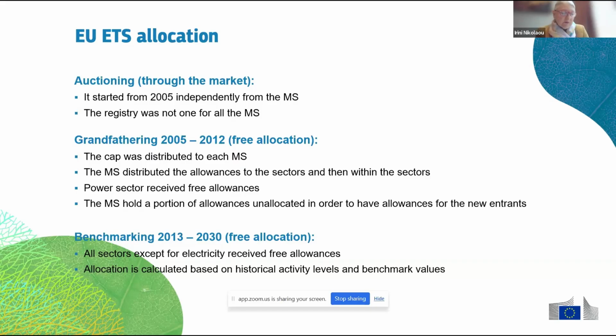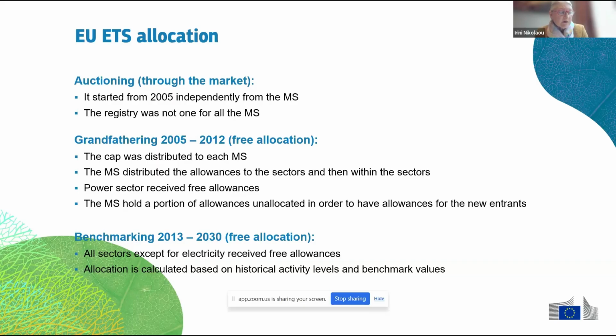There was an example of a member state where that part was significantly low, and then there were new entrants that had no allowances, and then they had to do redistribution, etc., etc. That was not good planning. So in the beginning, we had the member states distribute the allowances per sector, and then inside the sector per installation. Grandfathering was the method to free allocate from 2005 until 2012, phase 1 and phase 2.